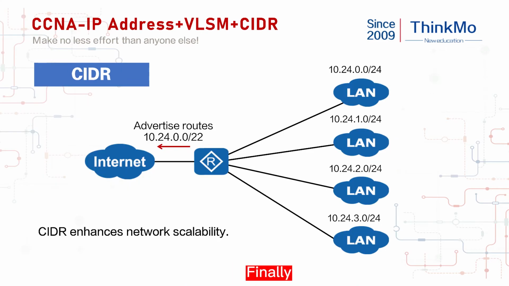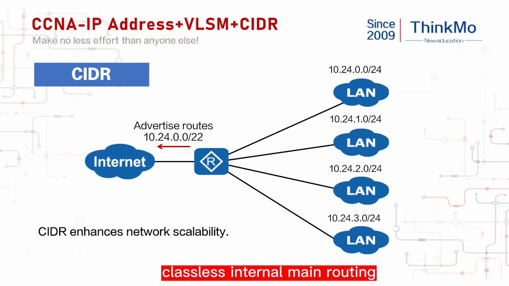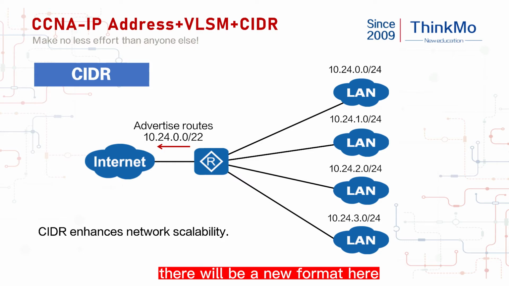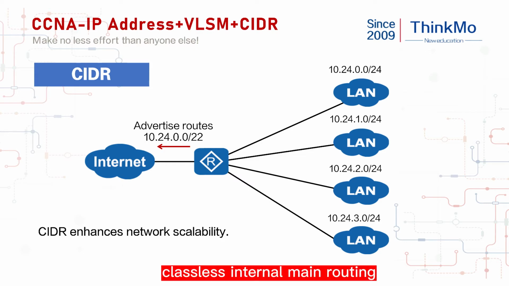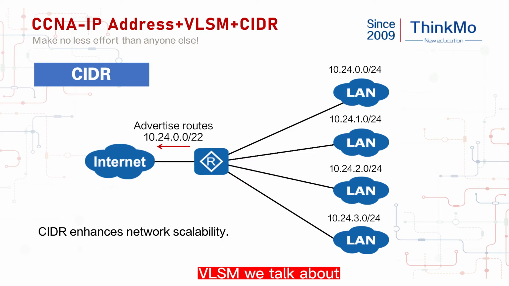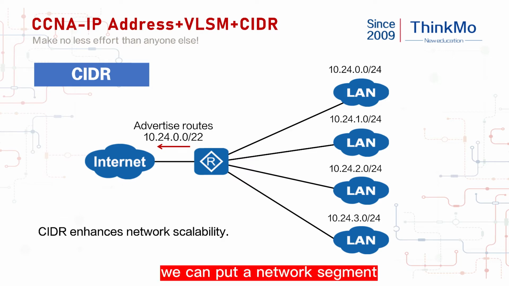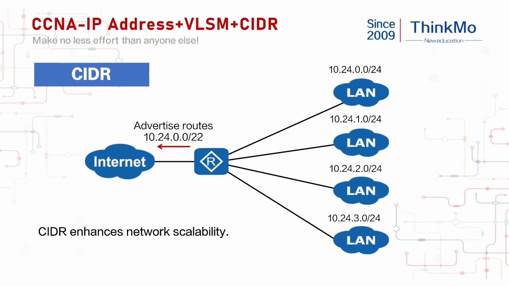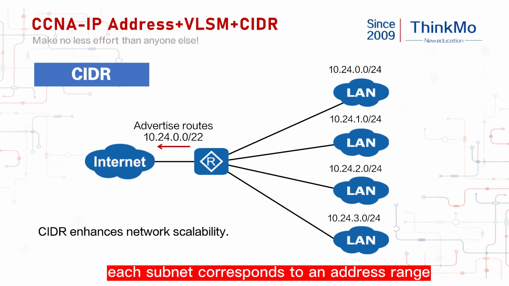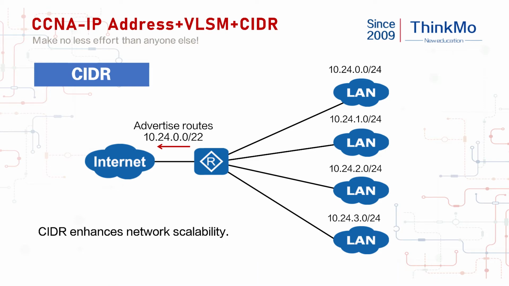Okay. Finally, let's briefly talk about classless interdomain routing. There will be a new format here. Classless interdomain routing. The VLSM we talk about is the network borrowing from the host bit. We can divide a network segment into multiple different subnets, making some logical divisions for a large community. Each subnet corresponds to an address range. Eventually these addresses will be applied to the network.